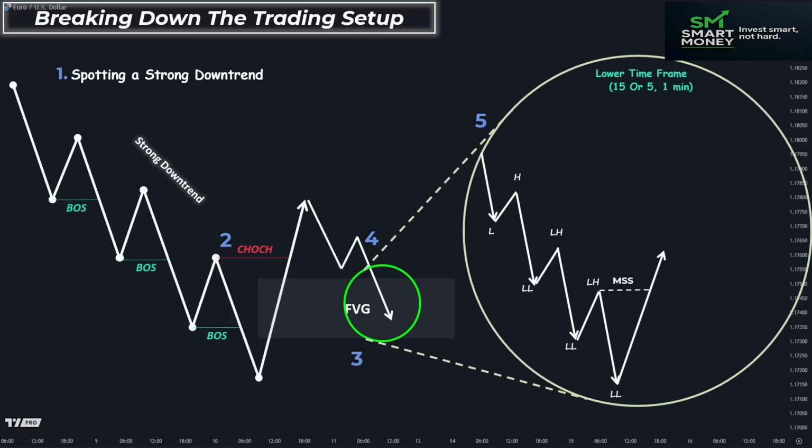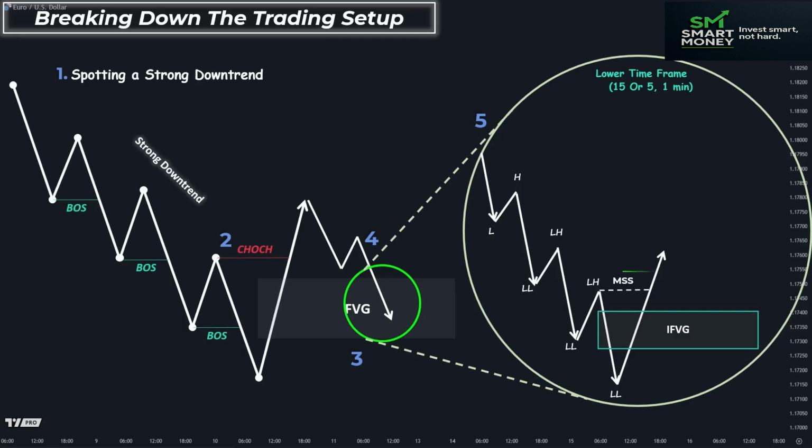Once you have that, the next step is to look for a violated fair value gap, either inside the higher time frame FVG or just outside it after the rejection. This becomes your second layer of confirmation. When this inversion fair value gap forms, it often acts as a new support zone, and that's the area where you look to open your position.